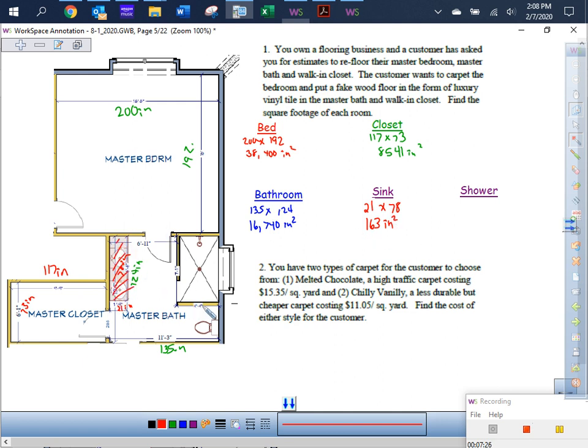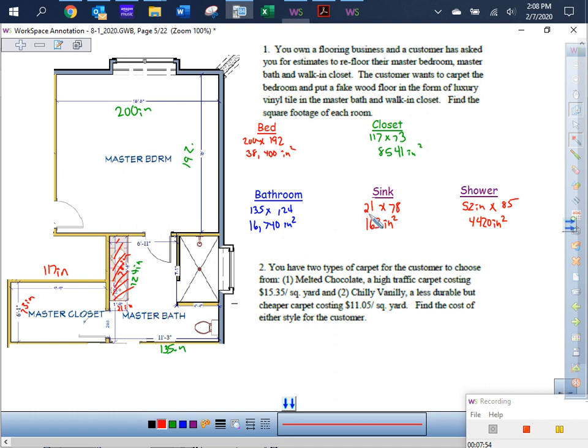And then the shower is 4 foot 4 by 7 foot 1, and I'm going to just do that computing over here. 4 foot 4 is 52 inches. Let your teacher know if you're not sure where these inches are coming from, or how to convert them again. And then 7 foot 1, that's 84 inches plus the 1 is 85 inches. Multiply those together and get 4,420 square inches.